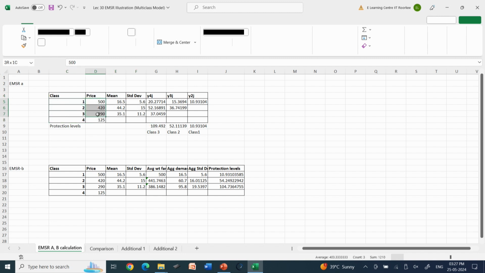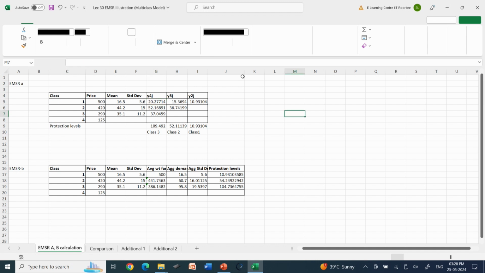We have put the prices of each of these classes, their mean demand, that is in column E, then the standard deviation, that is in column F, and then we have calculated the protection labels, the Y4j. It represents the protection labels with respect to class 4. So, if you see the entry of column G, row 5, that is G5, it is Y41, and the formula which we have used for Y41 is shown in your formula bar.